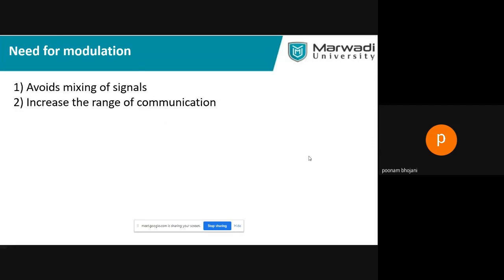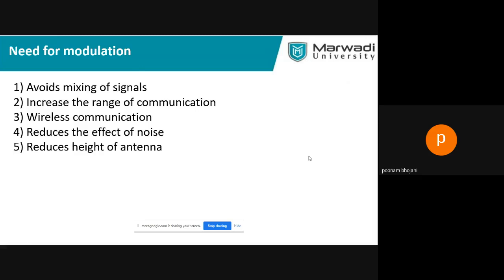Now, whenever you are considering the need or advantages of modulation, there are a total of 5 advantages of modulation, or you can also say these are the 5 advantages of a high frequency signal. So the need for modulation, or advantages of modulation, are: first, avoids mixing of signals, so signals will not be mixed. Second, increases the range of communication.